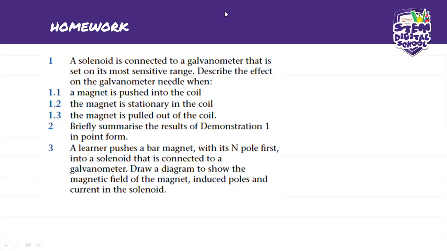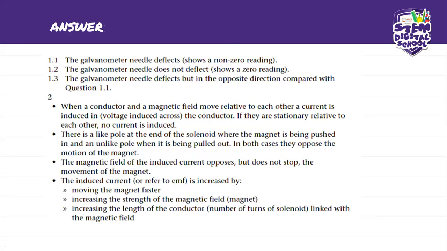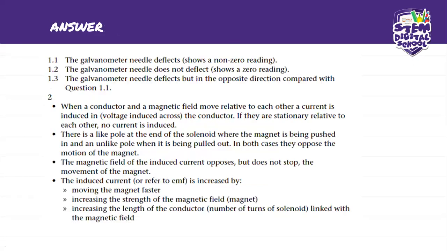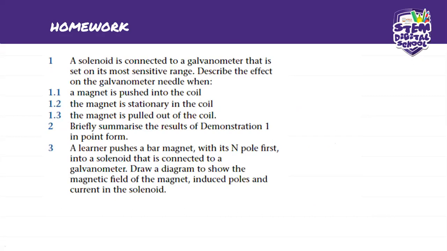Number two, the magnet is stationary in the coil. And number three, the magnet is pulled out of the coil. Okay, so let's get to our answer. It says here, when a magnet is pushed into the coil, the galvanometer deflects. So it shows a non-zero reading, which means there is going to be electric current flowing. Remember, this is part of our definition as well.